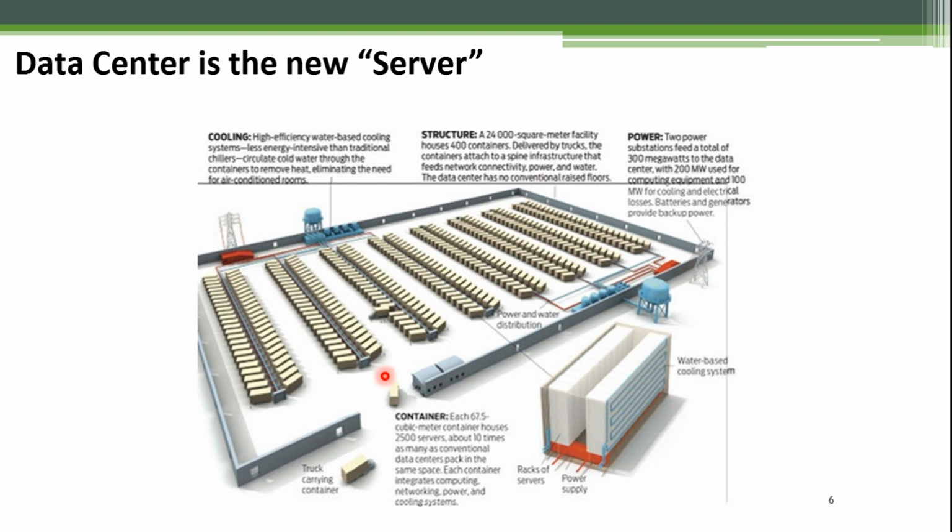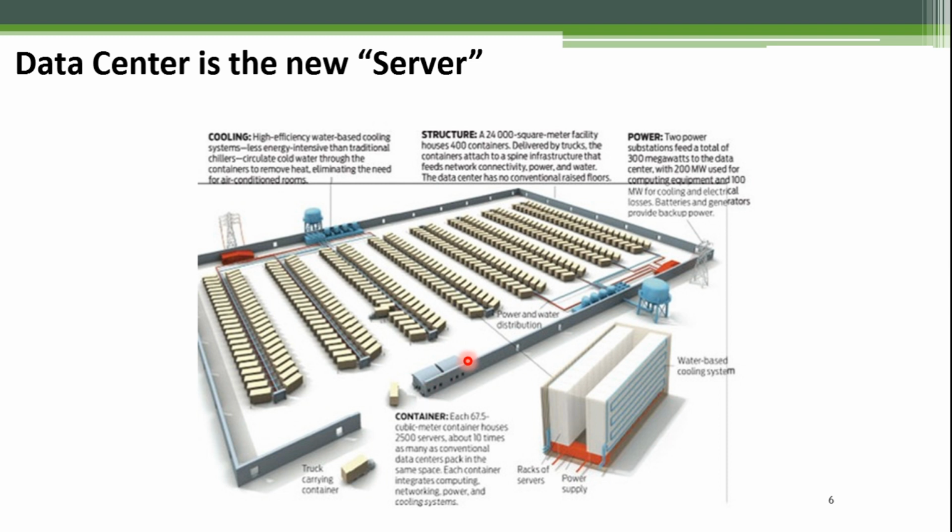A container is like what trucks carry on their back, shipping containers. Each shipping container has around 2,500 servers, which is about 10 times that of a conventional data center. So if you look at it that way, one truck is carrying 10 data centers. Each container can integrate computing, networking, power, and cooling systems. This is just the computing, and now you need to connect it with power, networking, and cooling.